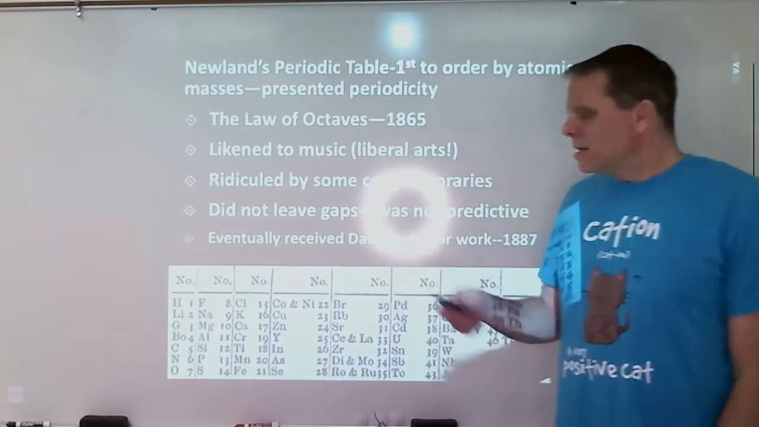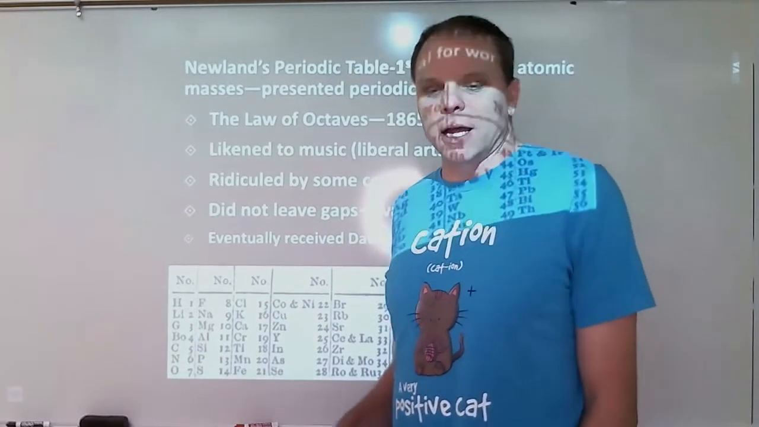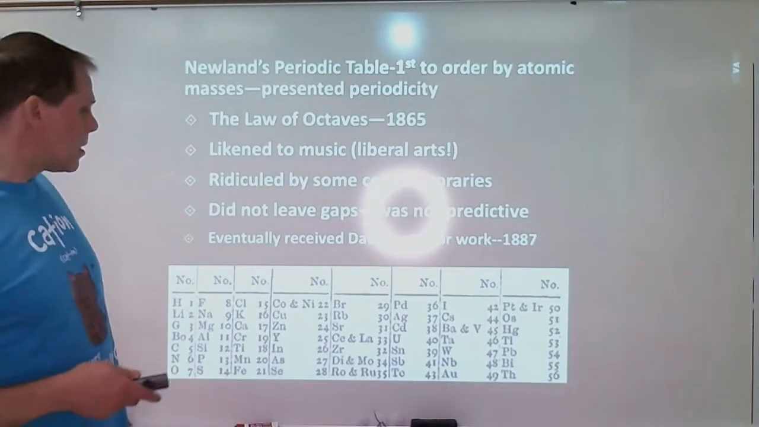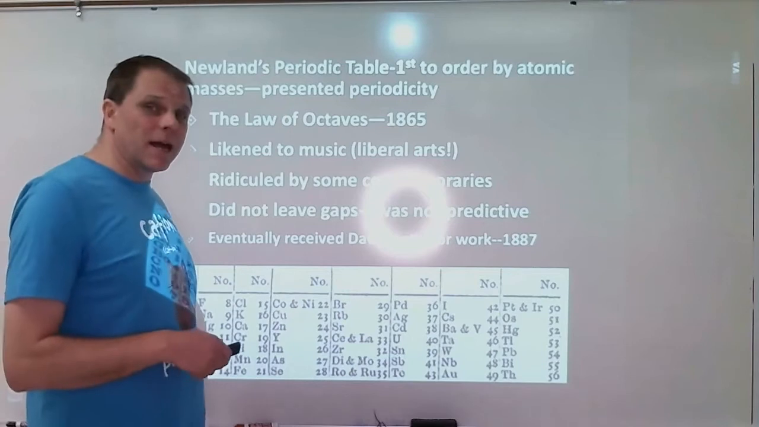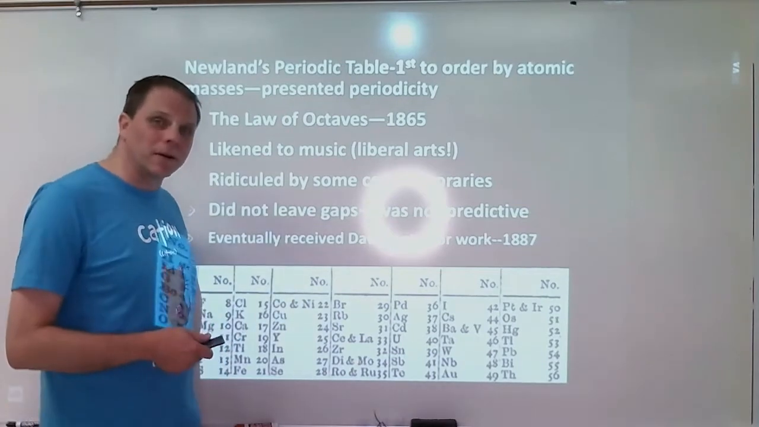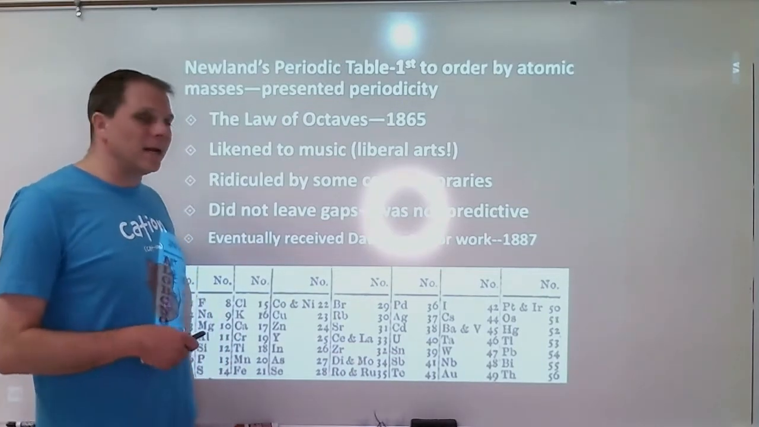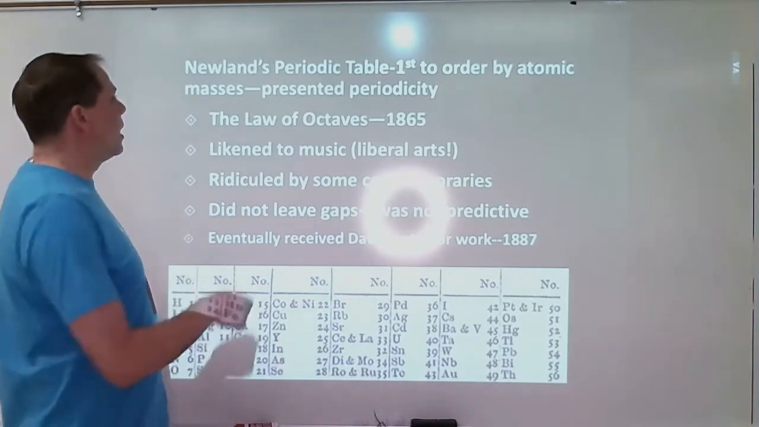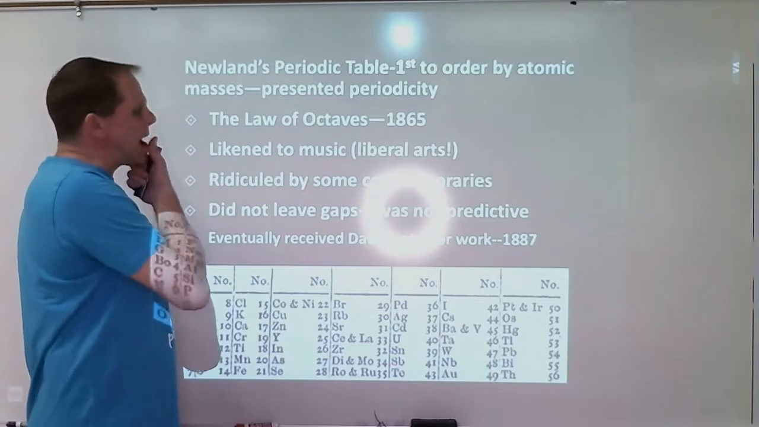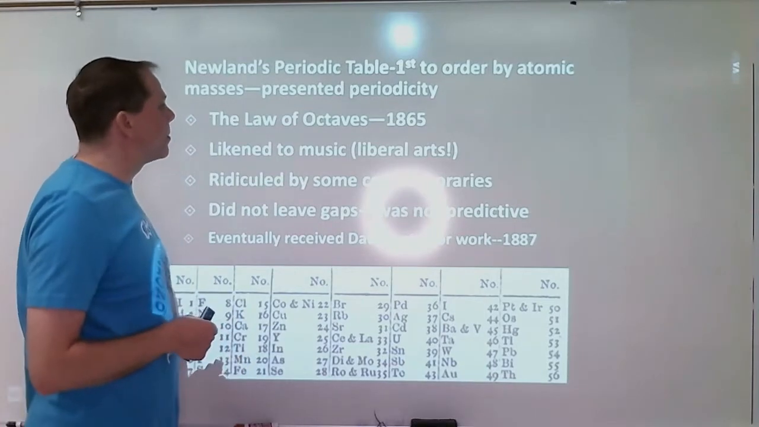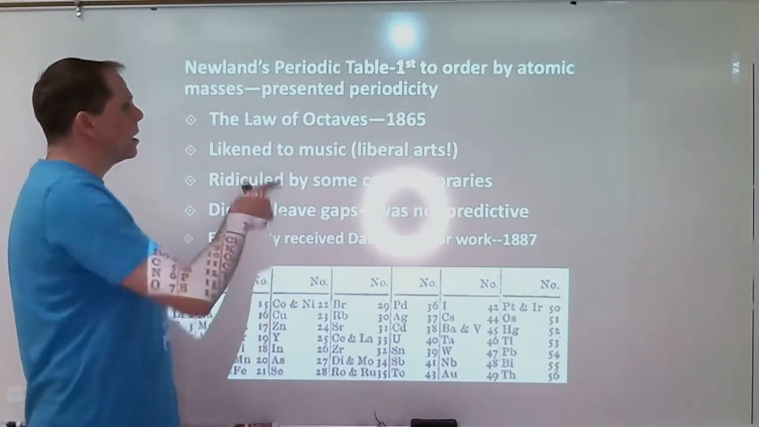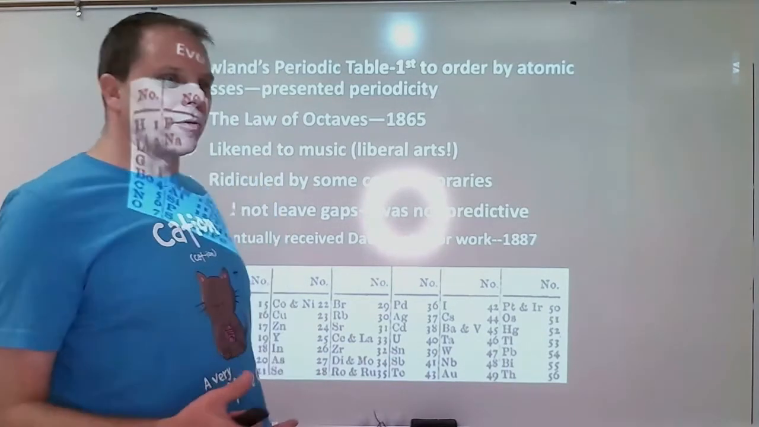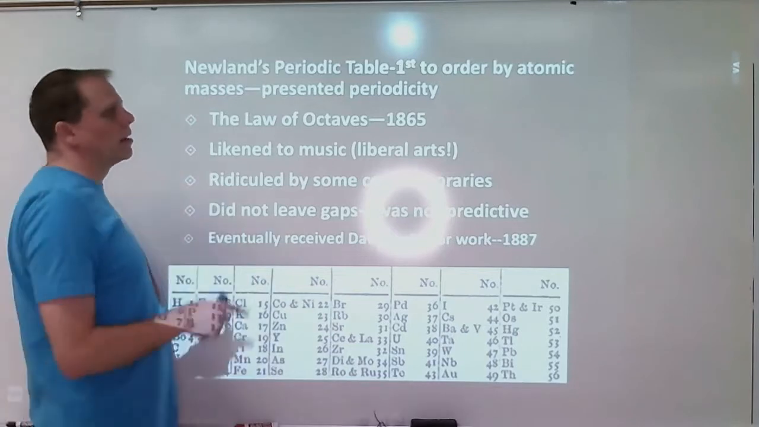So the first guy we're going to talk about is John Newlands. Now, this guy is actually not in your textbook. He was in a textbook that I had when I was growing up and learning chemistry, and it's always made an impact on me, and so I like to talk about him. Newlands was the first to order the elements by atomic masses, and he's one of the first guys to actually talk about periodicity. Nobody had ever really talked about the periodicity of the elements until him.